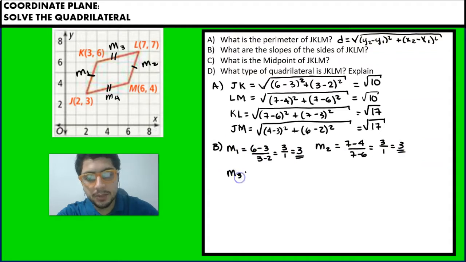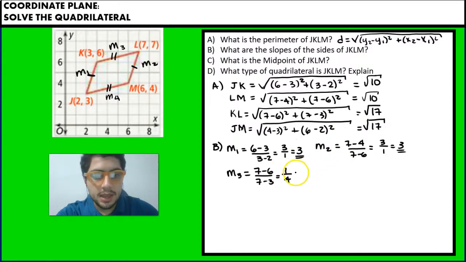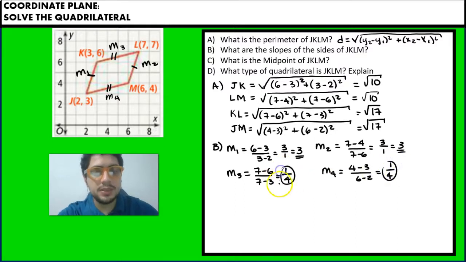Now let's find m3, which is going to be 7 minus 6 divided by 7 minus 3, which is going to be 1 divided by 4, right? And then let's find m4, which is going to be 4 minus 3 divided by 6 minus 2, which is also going to be 1/4. And again, because they both have the same slope, that basically means that we are going to have two parallel lines. So m1 and m2 are parallel, and m3 and m4 are also parallel, right?